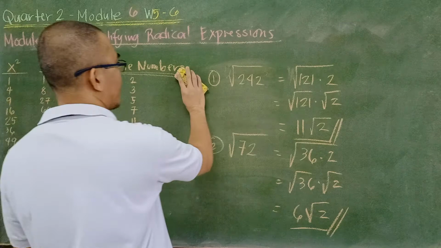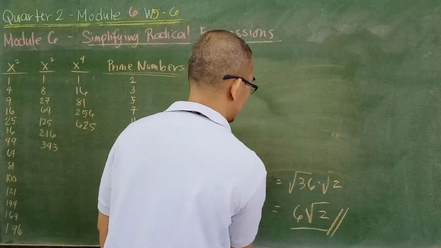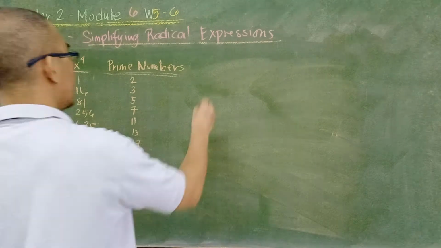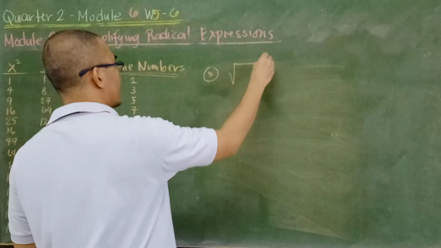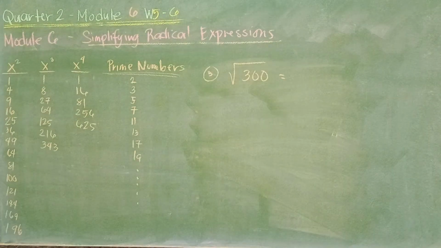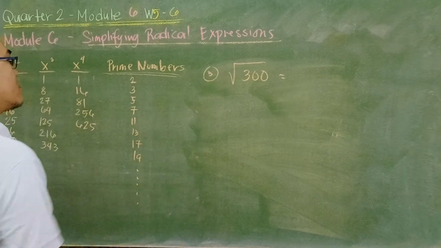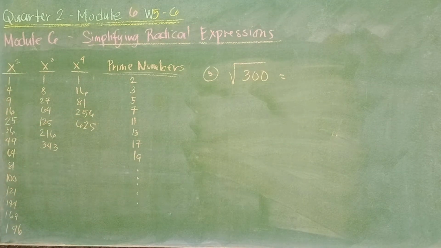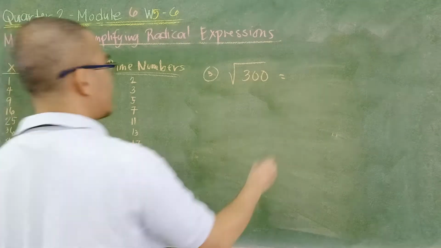Another example, let's say number 3. Number 3, square root of 300. So square root of 300. Ano pa yung factors na pwede kong gamitin? So yung index mo is 2. Gagamit ka ng isang number sa prime numbers, gagamit ka ng isang number dito sa mga perfect square. So anong numbers yung pwede kong pagsamahin o pwede kong gamitin?